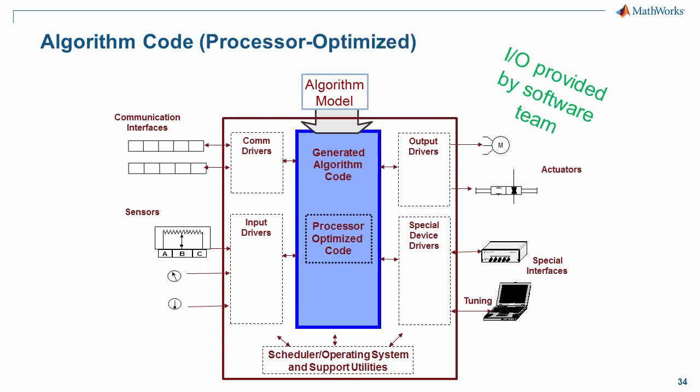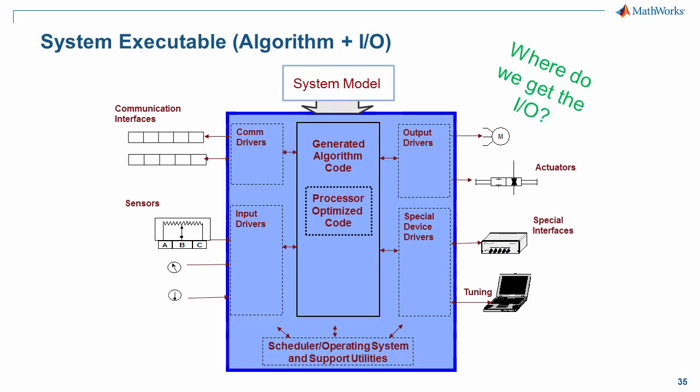Processor-optimized code, which means target-specific code, can be generated out of the portable models just by adapting the code generation toolchain settings. The integration with the peripherals is provided by the software team. It is also possible to generate the whole system executable. This means that into the models the peripheral blocks are included. Out of the target-specific system models, the whole executable can be generated.